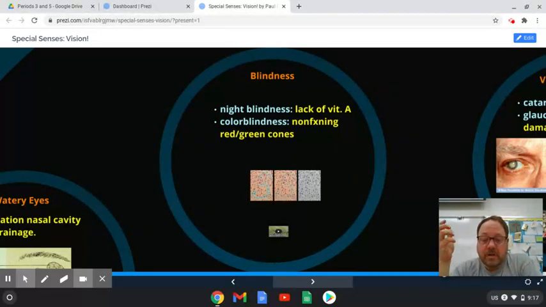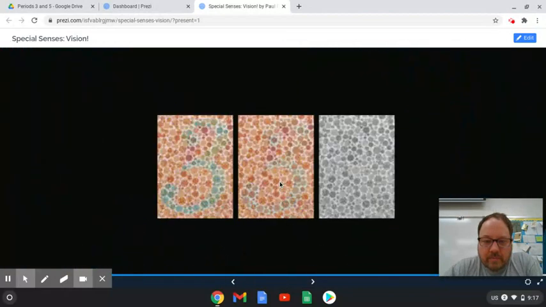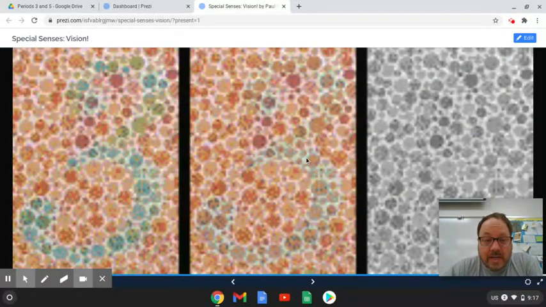If certain cones don't change their shape appropriately and lead to action potentials, then we have different forms of color blindness. With night blindness, people may have trouble seeing at night, and that can be for different reasons. One could be potentially a lack of vitamin A. We do have a color vision test that we'll have you try out with activities, but this is allowing you to detect what it's like seeing different wavelengths of light.